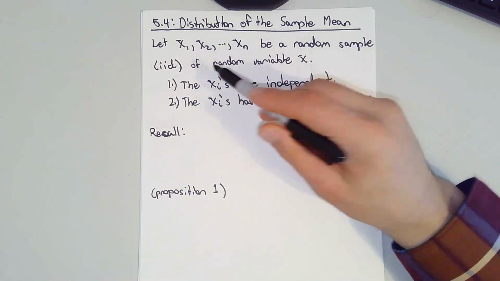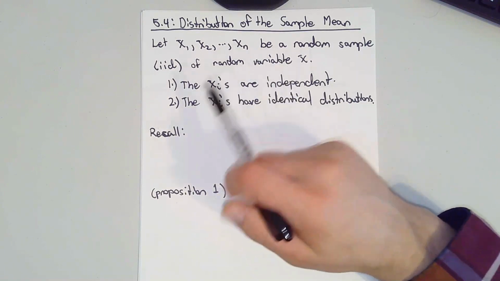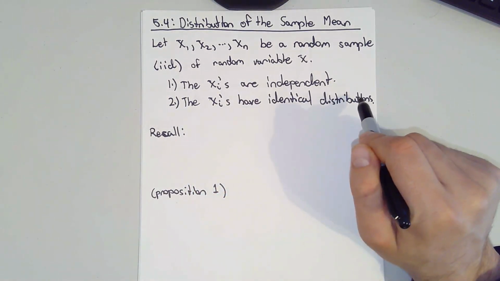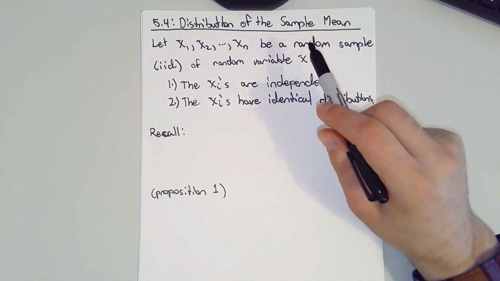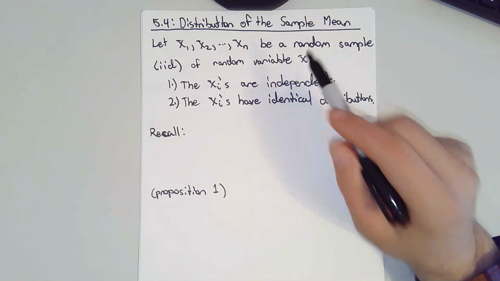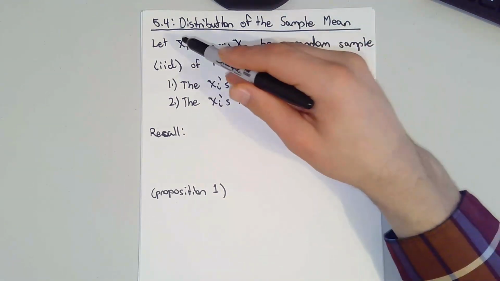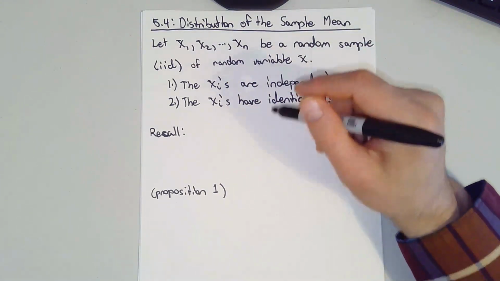So what does this mean? To remind ourselves, 1, the X sub i's are independent. And 2, the X sub i's all have the same distribution or are identically distributed. And that distribution is in fact the distribution of X. So when we think of a random sample, we can think of it as n simulations of the random variable X.